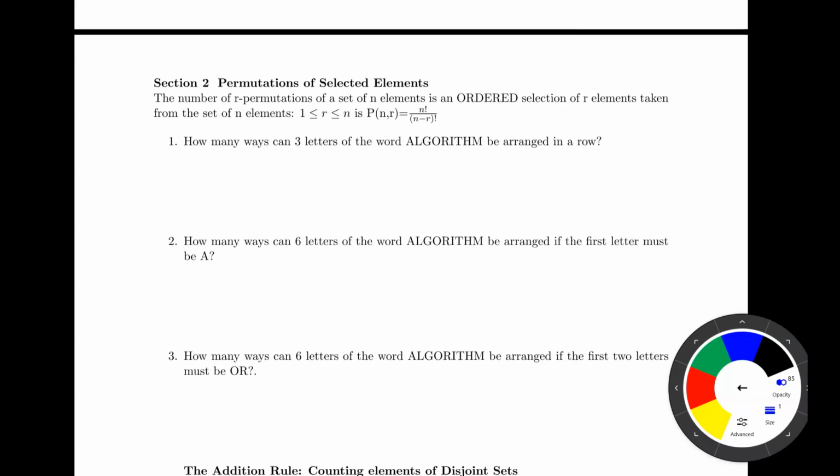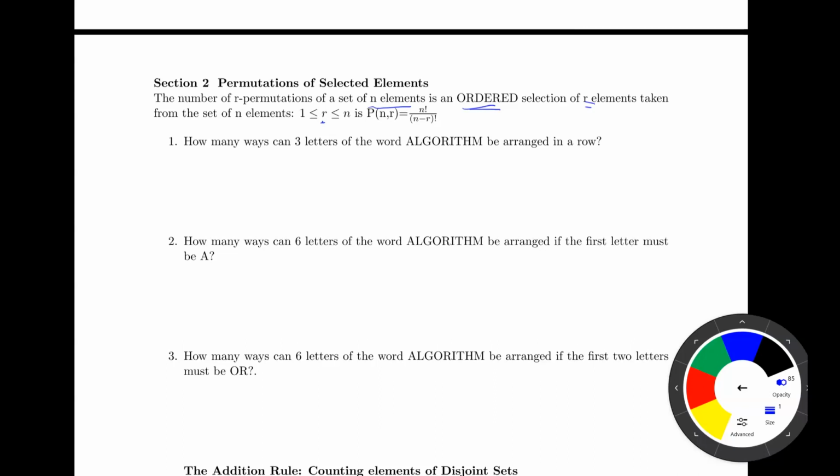Okay, so permutations: if I'm taking n elements and I want an ordered selection of r of them, where r is a number smaller than n, then we have a permutation, and it's n factorial divided by n minus r factorial. Okay, so let's talk about what that looks like.